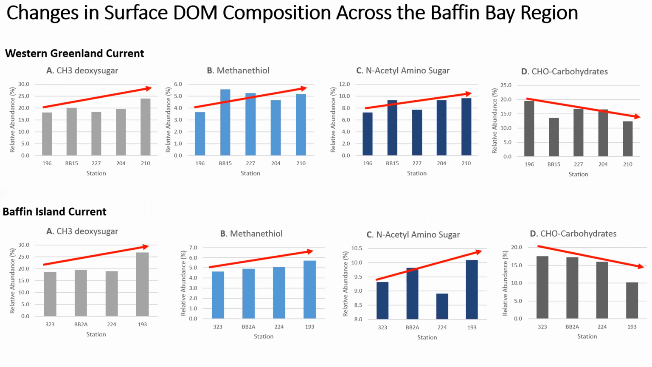This is likely because towards the end of the currents, where the water has had more time to travel, the bacteria in the water have also had more time to consume the CHO carbohydrates, thus reducing its abundance. Similarly, these bacteria have also had time to release CH3-deoxy sugar, methane thiol, and N-acetylamino sugar as degradation products, thus increasing their abundance.